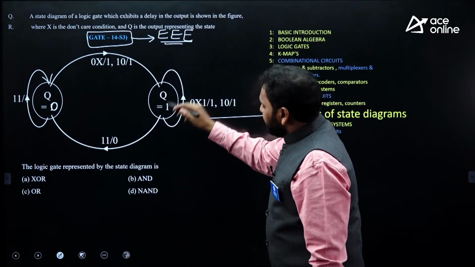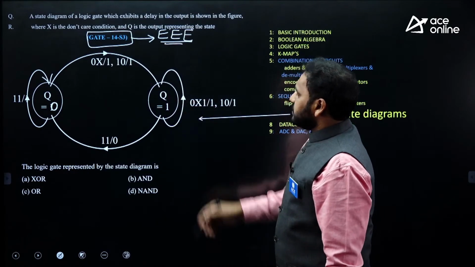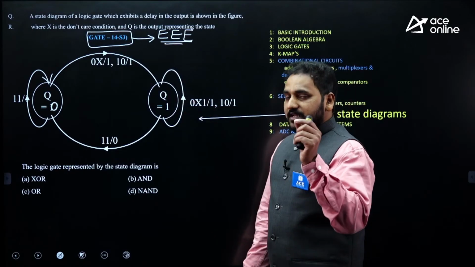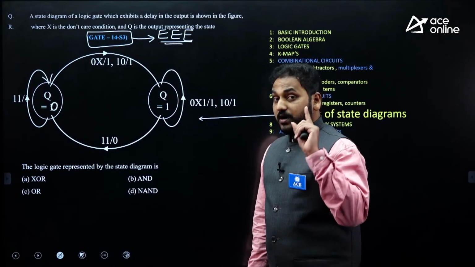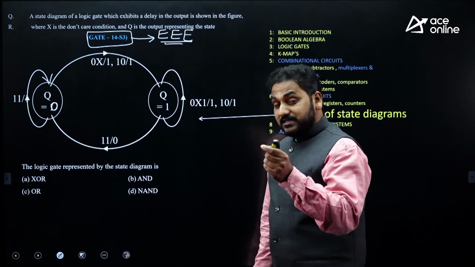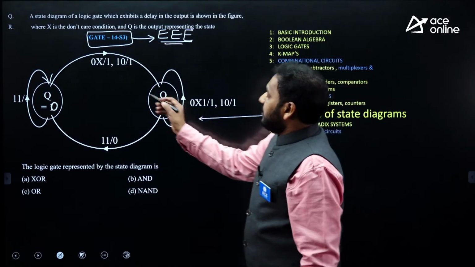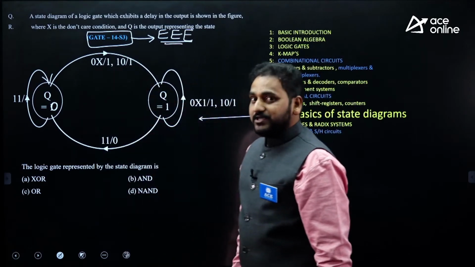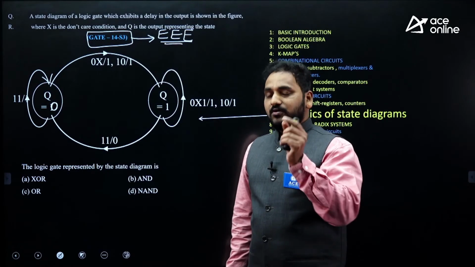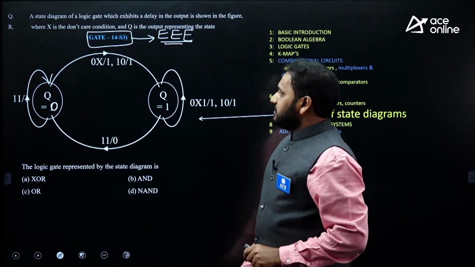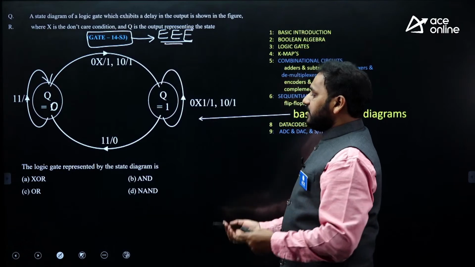Present output 1. Again, if any of the input is 0, output is 1. Output is 0 only when inputs are 1, 1: 1 into 1 is 1, and 1 bar is 0. And 1 plus anything is 1, and its complement is 0. 0 dot anything is 0, and its complement is 1. So I can compare it with NAND and NOR.